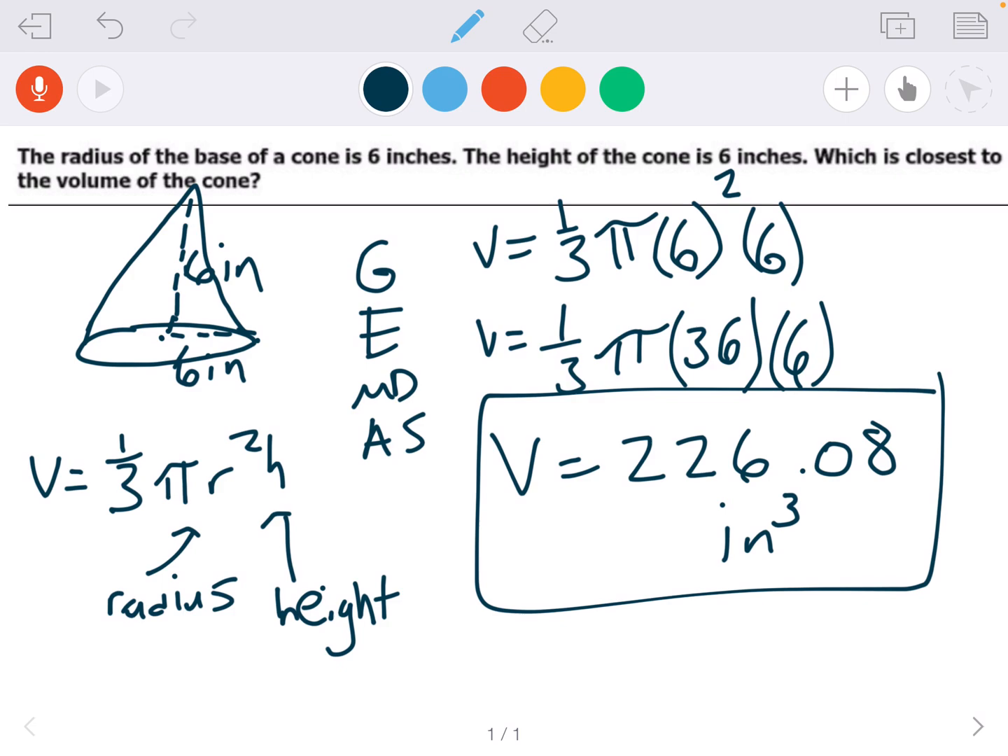On the Google form, it was a multiple choice question. Which one is closest? You're going to pick whichever one is the closest, which was 226.